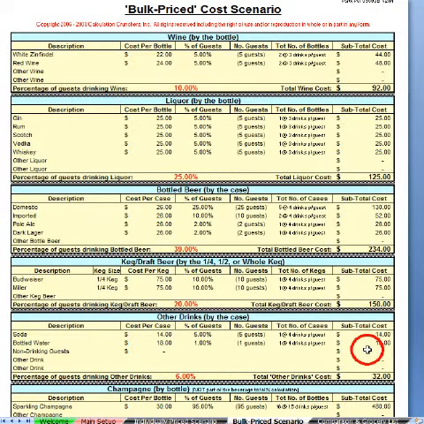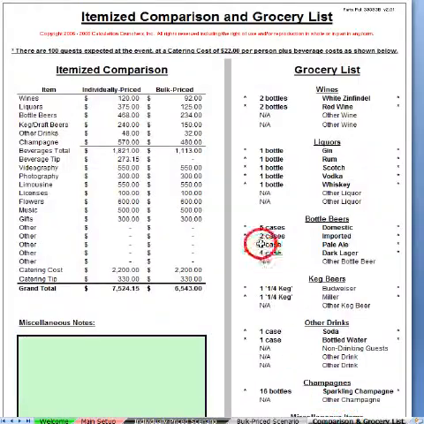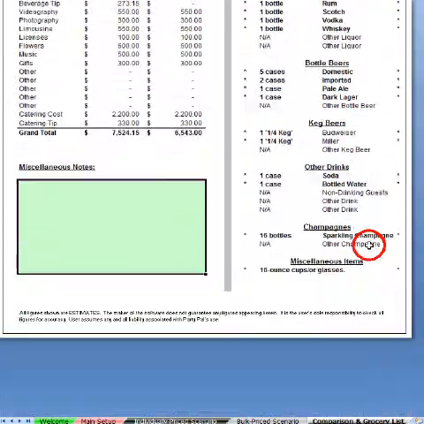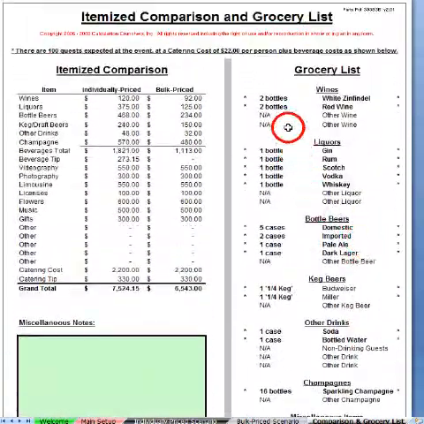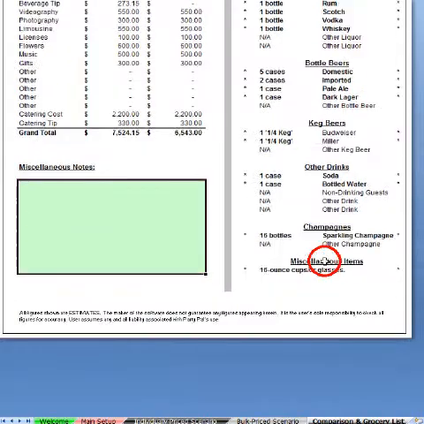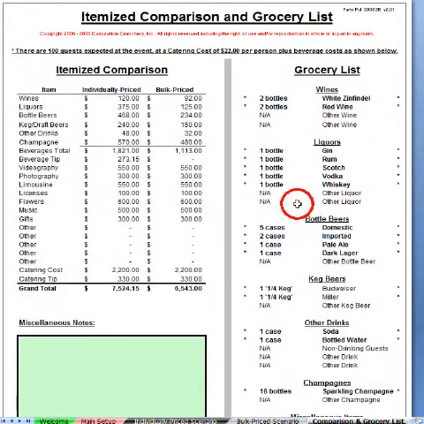Now, if you weren't looking for a comparison, that you know that you're going to be using the bulk scenario because you're hosting an event at your home, you go to the final sheet here, you have your cost comparison, but what you have next to it is an accurate grocery list telling you exactly what drinks you need, how many, and what to get. For my scenario, I'd need 2 bottles of white Zinfandel, 2 bottles of red wine, 1 bottle of gin, 5 cases of domestic beer on down the line, and this shopping list, go ahead and buy everything that you need, and you will have a successful event.